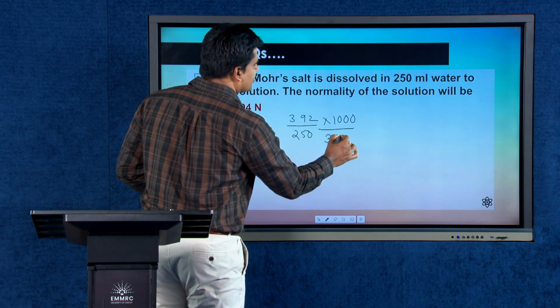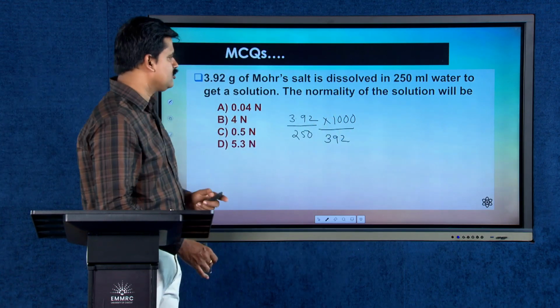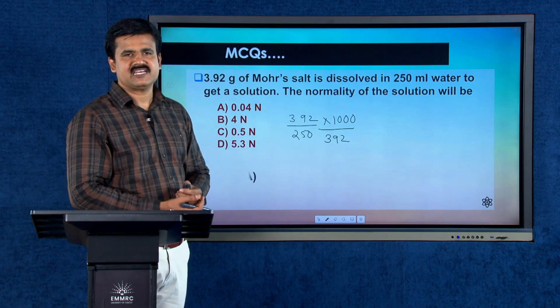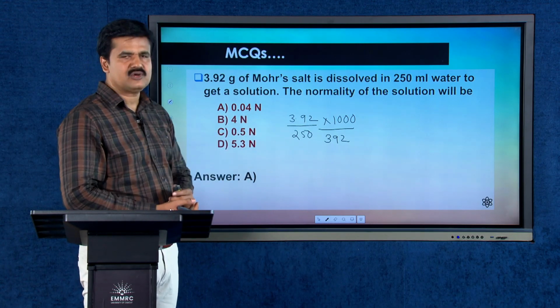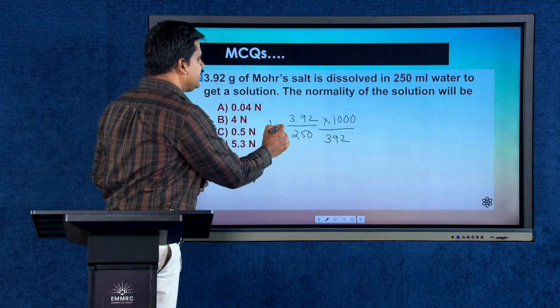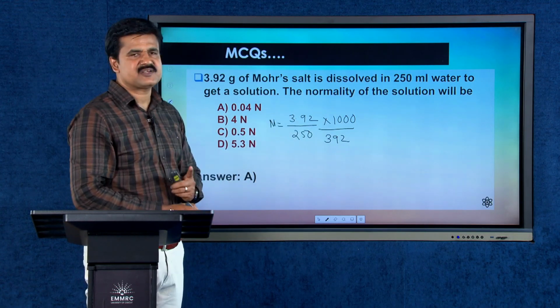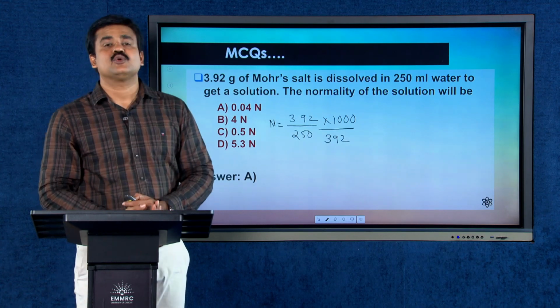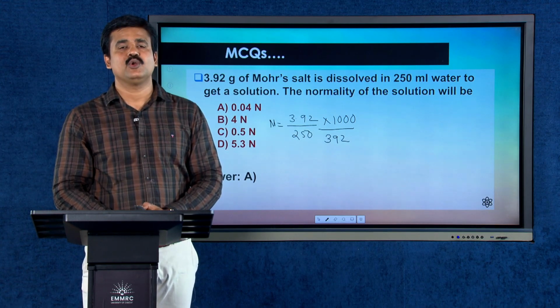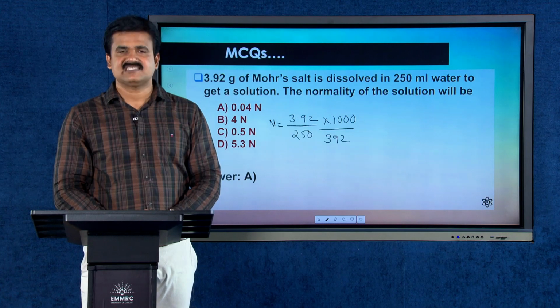Equivalent weight of Mohr's salt is equal to 392. On simplification, you will get the final answer as option A, that is 0.04 normal. That is, normality can be calculated by using the expression weight per liter divided by equivalent weight. That is all about the present module on permanganometry. Have a nice learning experience.